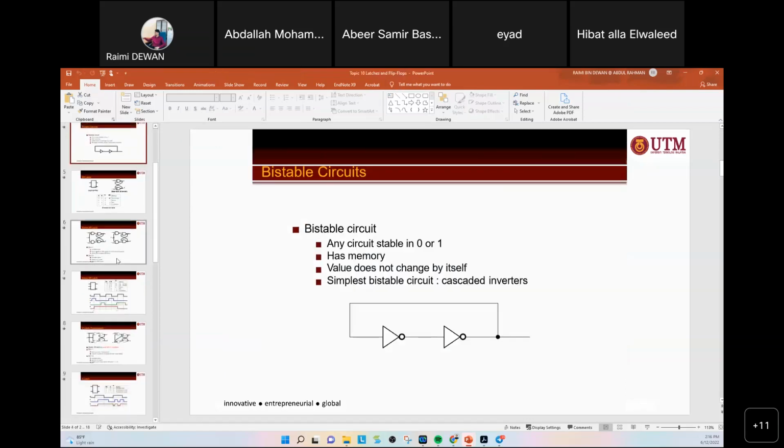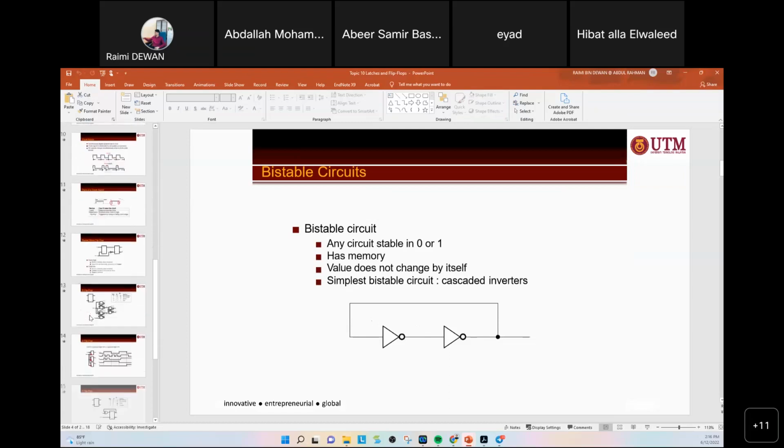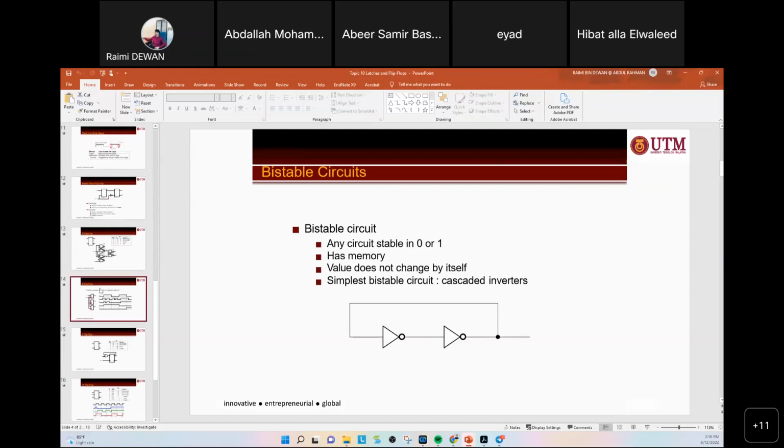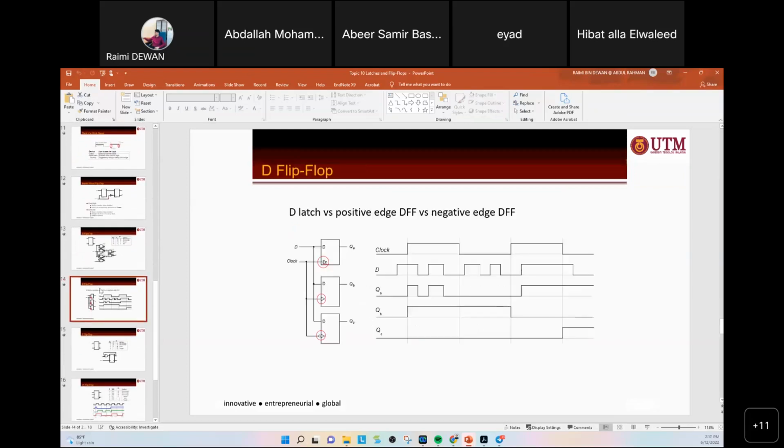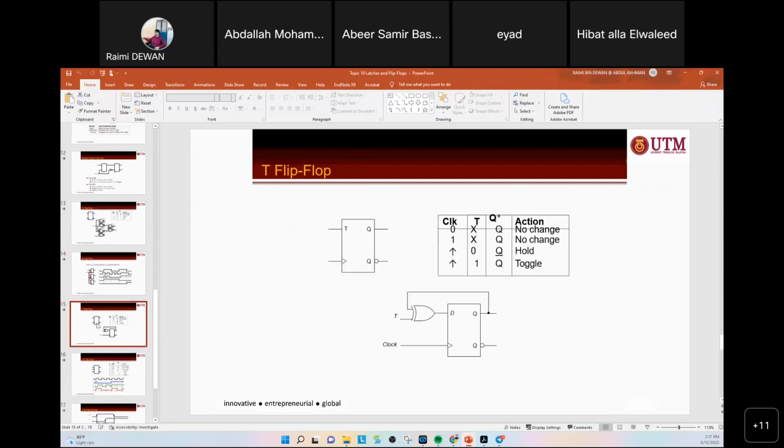So we have touched on bistable circuits, the most simple one. Normally we don't have changes. If we want to have changes, we have to implement them, otherwise it will loop, whether we're going to have 0 or 1 as our outputs. We went on until we touched D flip-flop in the previous lecture. Now today we're going to go through the T flip-flop.